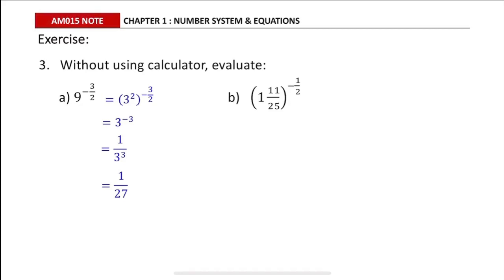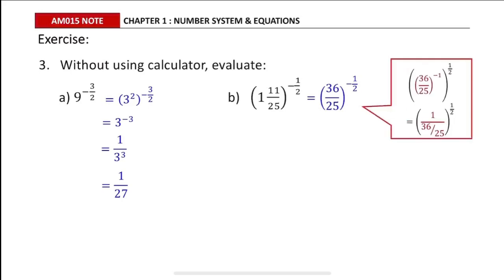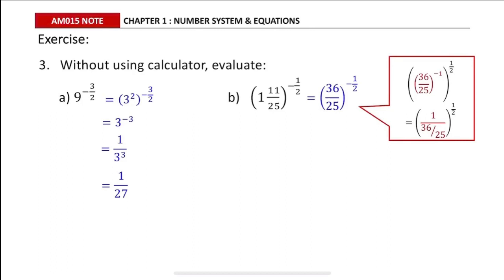Question 3b is a mixed number raised to the power of negative 1 over 2. We have to change this mixed number to improper fraction first. Then 36 over 25 to the power of negative 1 over 2 can be written as 36 over 25 to the power of negative 1 raised to the power of 1 over 2.